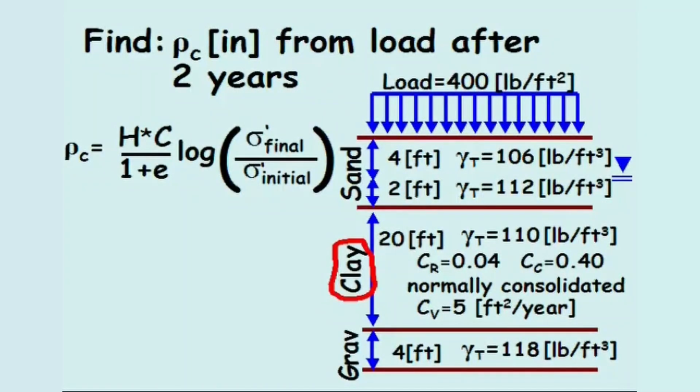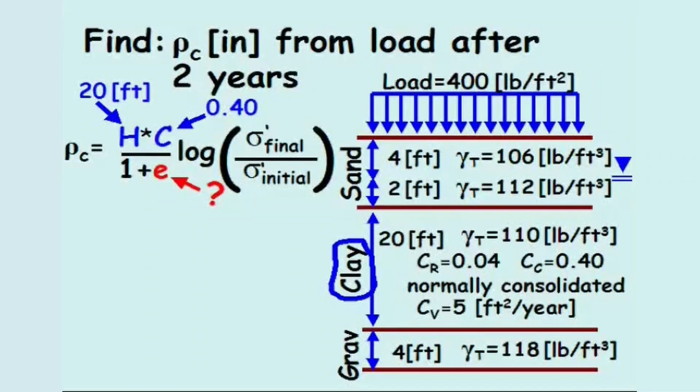So we begin by solving for the ultimate consolidation in the clay layer. The height of the clay layer is 20 feet. Since the clay layer is normally consolidated, we'll use 0.40 for our consolidation index.